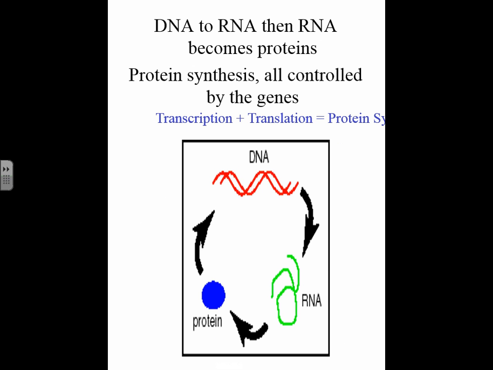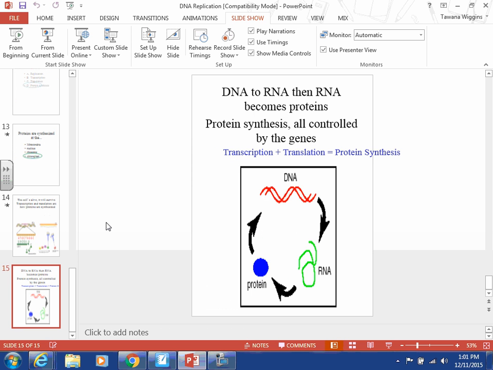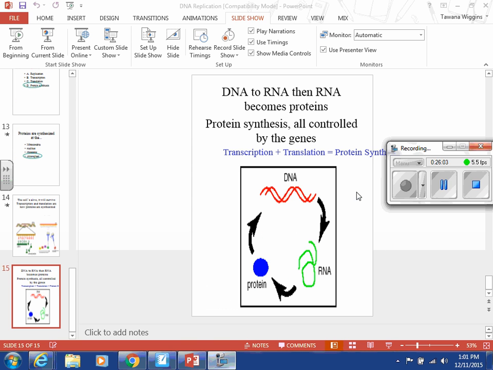All right, so here's just the process being broken down. The DNA to RNA, then RNA becomes proteins. Protein synthesis is all controlled by the genes. The fact that we make these proteins, we do it in the way that our genes tell us to do so because our genes are who we are and what makes us us. So you have your notes for this. Are there any questions about today's notes? All righty then.